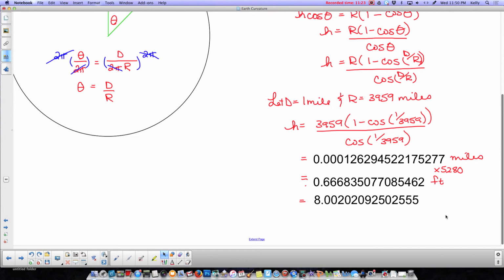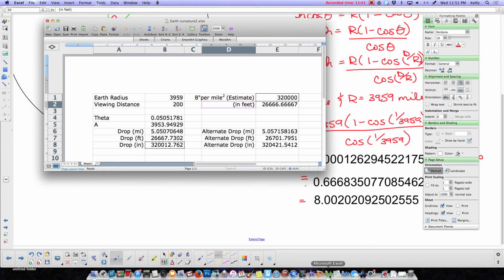So let's take a minute here now that we've got the correct geometry for the 8 inches per mile squared formula. We're going to see how that compares to what we got before. I've made some modifications to my spreadsheet, where we had the drop height before in miles, feet, and inches. And we're going to put that to 1 to see that we get the 8.